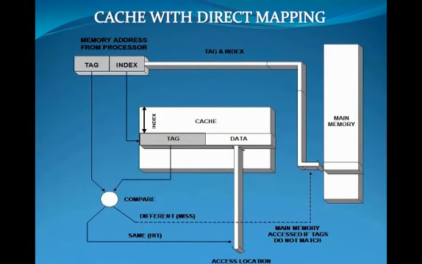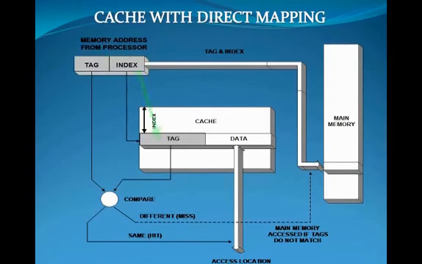The remaining higher significant bits of the address are stored in the cache with the data to complete the identification of the cache data. Consider the example shown in the figure. The address from the processor is divided into 2 fields, a tag and index. The tag consists of the higher significant bits of the address, which are stored with the data. The index is the lower significant bits of the address used to address the cache.